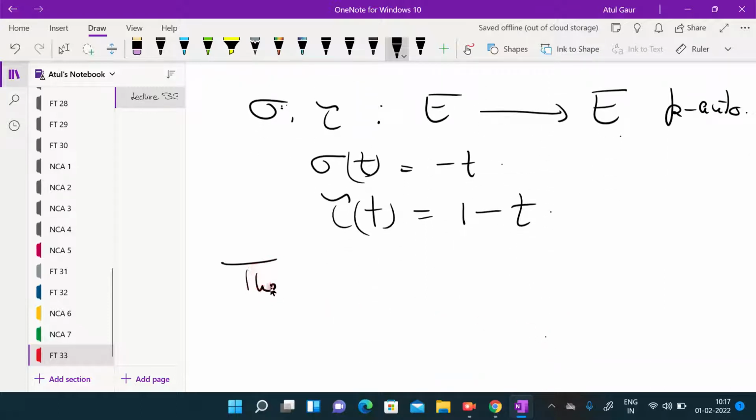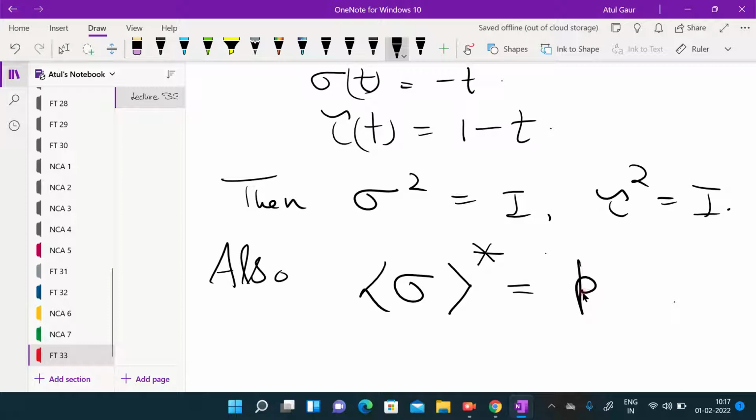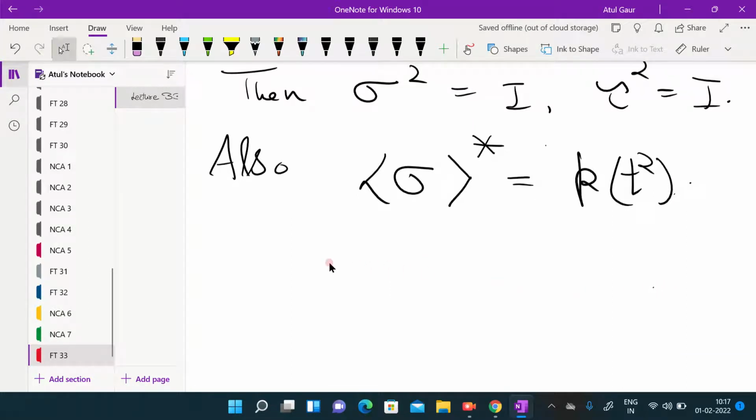So then we have seen sigma squared is the identity, tau squared is the identity map, and what we have seen is that the fixed field of the group generated by sigma is precisely K(t squared). That's what we have seen. Is that fine? Yes.